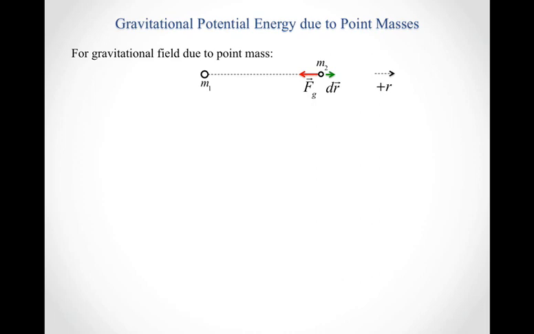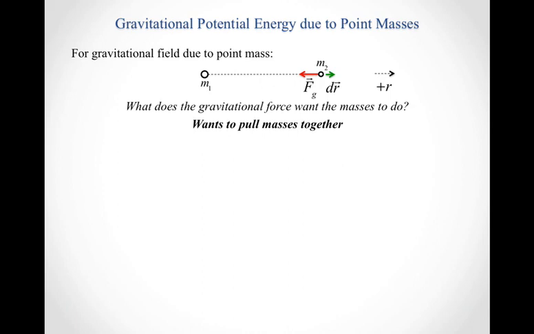So to derive our equation for calculating how the gravitational potential energy is going to change as we move one point mass relative to another, let's start with a couple of point masses here. So I'll have mass 1 and mass 2. Of course, I recognize that the gravitational force wants to pull these masses together. And so I'm going to choose to move mass 2 opposite the way that the gravitational force is trying to pull them.